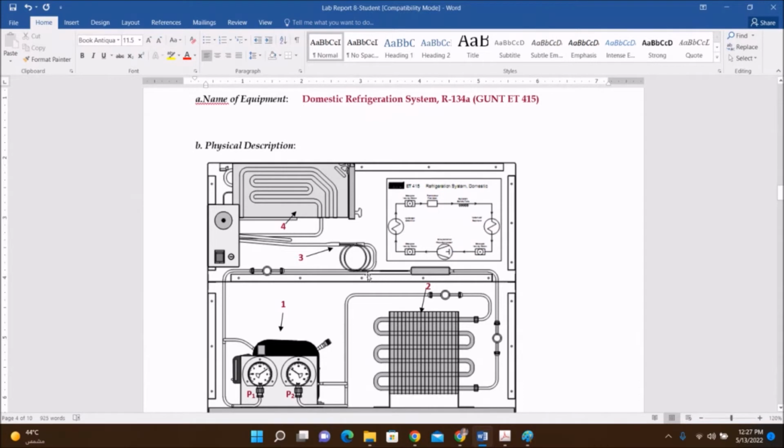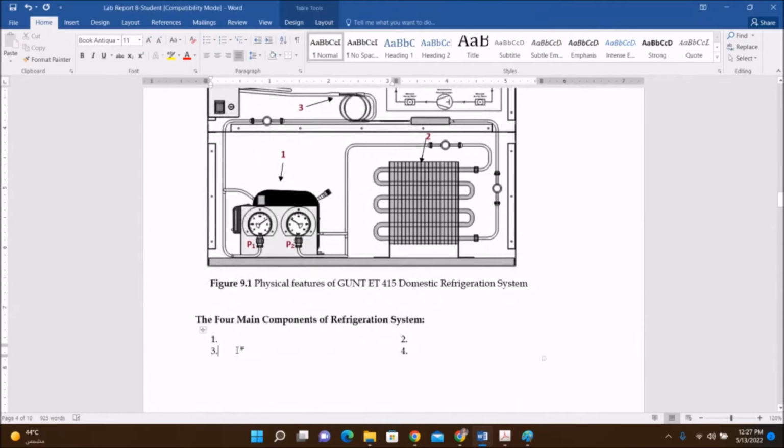This is a bigger area tube it passes through, and then the area suddenly changes. It becomes a small tube. This tube is called a capillary tube. So part number 3 is the capillary tube, which acts as a throttling valve.